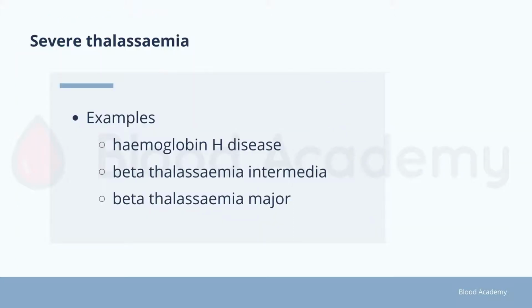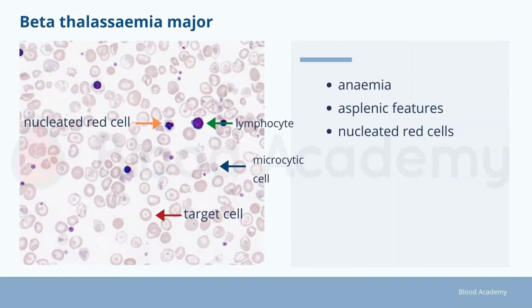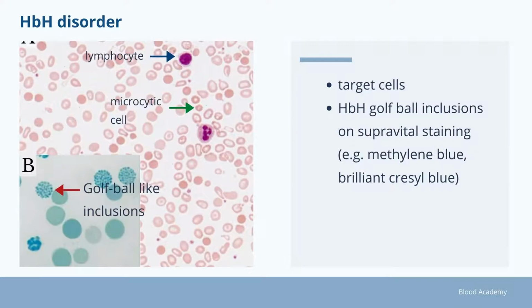Examples of severe thalassemia states include hemoglobin H and beta thalassemia intermedia and major. The associated morphological features include anemia, asplenic features including Howell-Jolly bodies, target cells and acanthocytes, and the presence of nucleated red cells. In cases of the alpha thalassemia condition hemoglobin H disease, unique golf ball-like inclusions can be seen, but only by using supravital stains such as methylene blue.